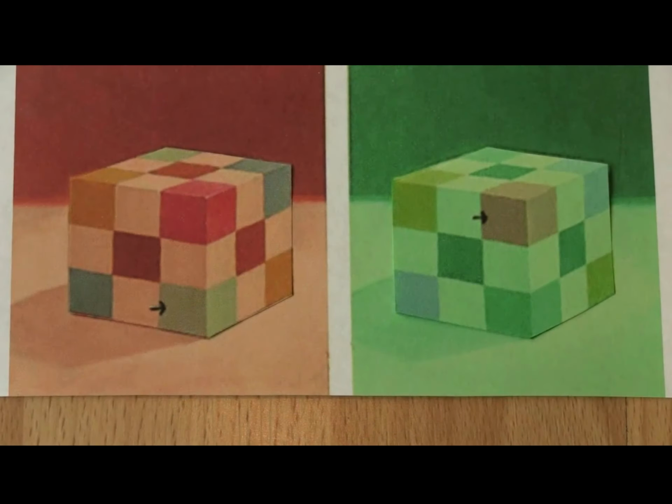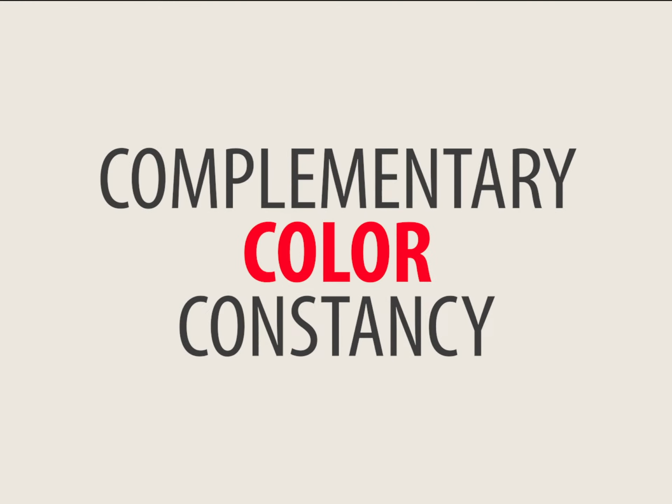Take this photo for example. You see two arrows pointing to two spots on this cube. Now, the bottom of this green square on the left is the exact same shade as the red square on the right. How in the world does that make sense? Well, the reason it makes sense is because of complementary color constancy.